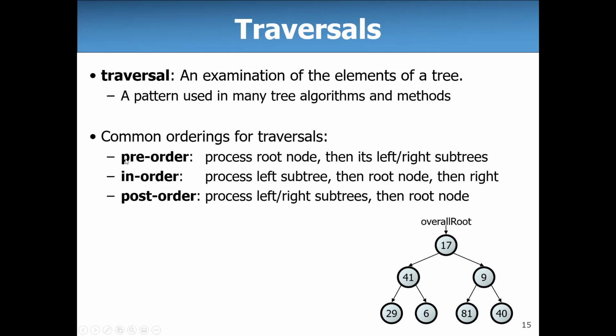So what pattern you will use? Let's take a look at the pre-order. Pre-order is: process the root node, then its left and right subtree. So if your code says print your tree with pre-order traversal, it means you are printing the root node first, then you are printing the left and right subtree. Which one is the root node? 17 will be the output. Then left and right, you go to the left side, you print 41, right? Then you go left side, you print 29, then right side 6, right? That's how it will work.